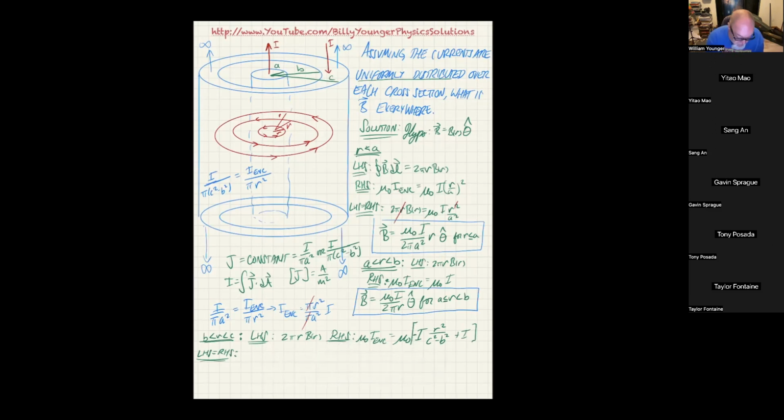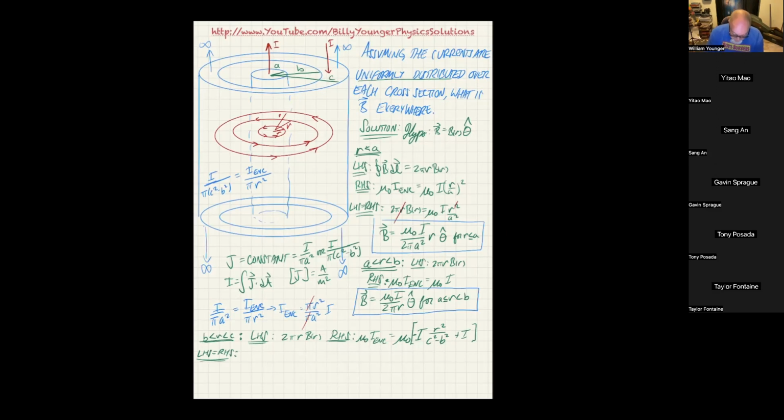I was getting figures that I knew weren't working out right. And then I said, oh yeah, duh. So notice the I is downward, and that's a negative because the right-hand rule suggests an upward current would be consistent with the direction I'm integrating. So I had to have negative I r squared over c squared minus b squared, but then I have a plus I for the other part.